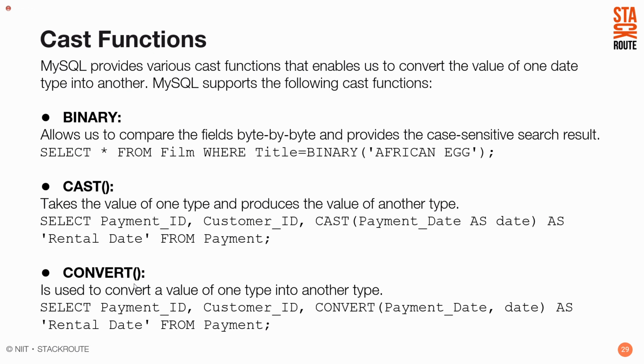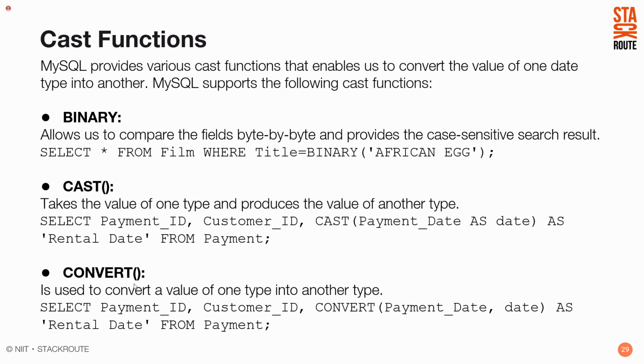Someone is asking about case sensitive. No, guys, listen. If I want to fetch only capital letters, let's take the title should be African egg. In such a situation, instead of comparing with select star from film where title equal to African egg, you can go for binary of African egg, where it will compare by converting the data into binary so that the accurate uppercase letters it will compare and retrieve.